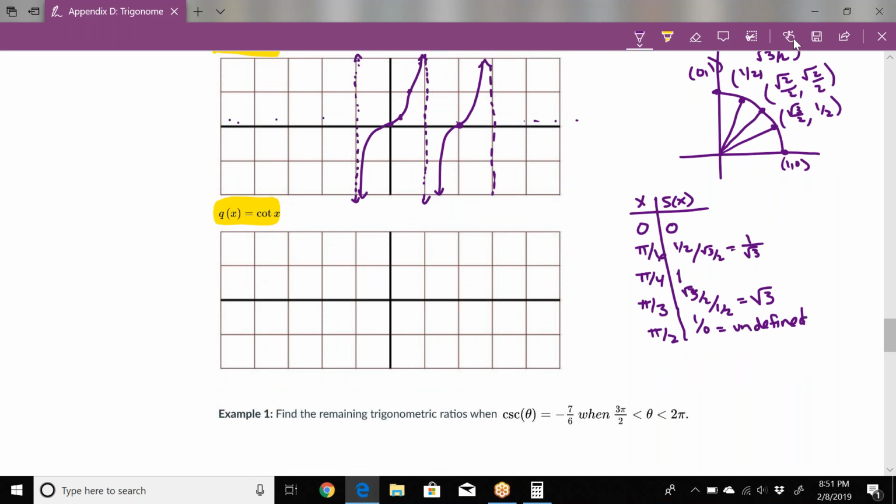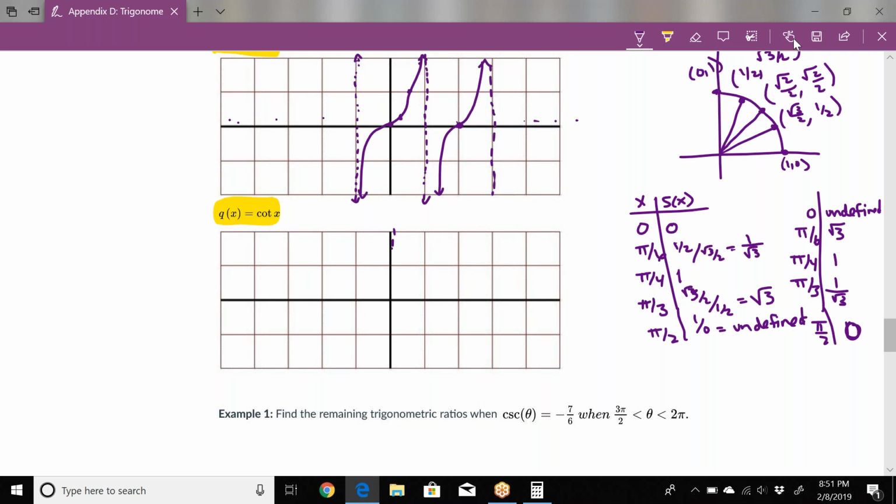So remember, cotangent is the reciprocal of this. So at 0, when you flip this y value, you get undefined because the 0 ends up on the bottom. And if we flip this at pi over 6, that would be square root of 3 over 1. Pi over 4 would still be 1. Pi over 3 would be 1 over the square root of 3. And here, if you flip this, it ends up being 1. Or excuse me, 0. Sorry, talking too fast. So that one ends up being 0.